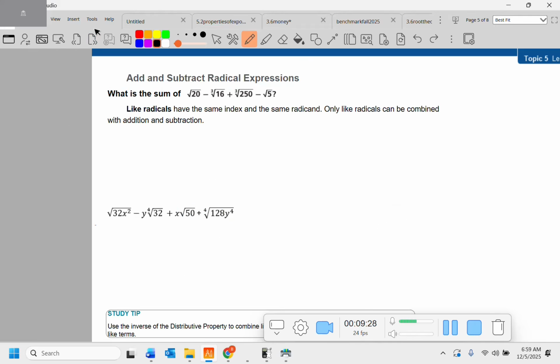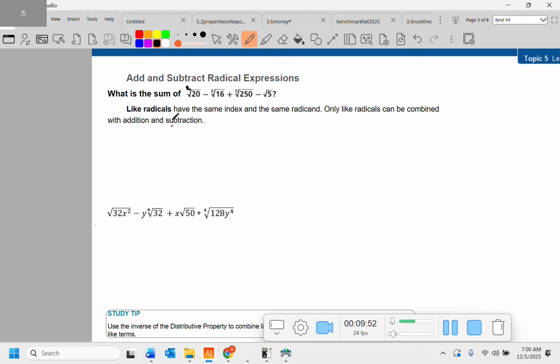All right, what is the sum of square root of 20, and by the way, that is square root with the understood 2, minus the cubic root of 16, plus the cubic root of 250, minus the square root of 5. And it says, like radicals have the same index and the same radicand. Only like radicals can be combined with addition and subtraction. So your job here is to be able to reduce these radicals as far as you can and see if you can put them back together.